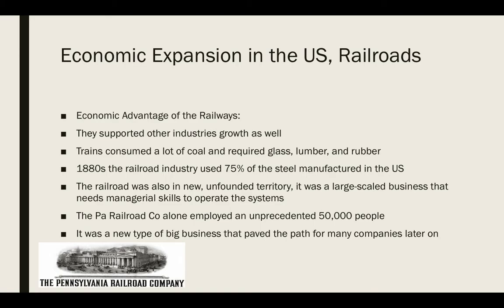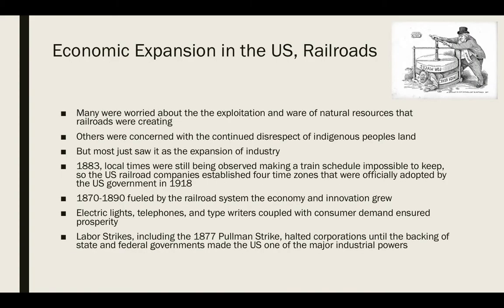In the 1880s, the railroad industry used approximately 75% of the steel manufactured in the U.S., and the railroad was also in new, unfounded territory. It was a large-scale business that needed managerial skills to operate systems that the U.S. and the small-scale railroad system previously had never seen before. The Pennsylvania Railroad Company alone employed an unprecedented 50,000 people to operate it. It was a new type of big business that paved the path for how many companies later on would run.